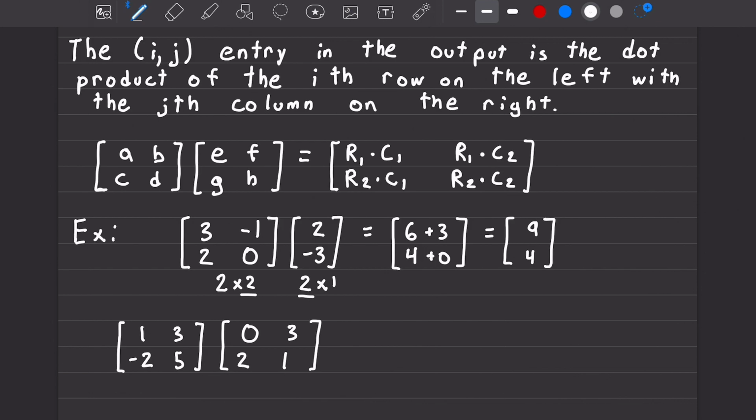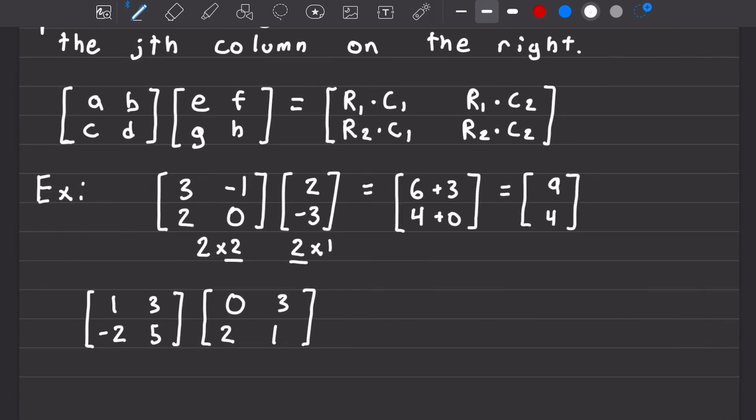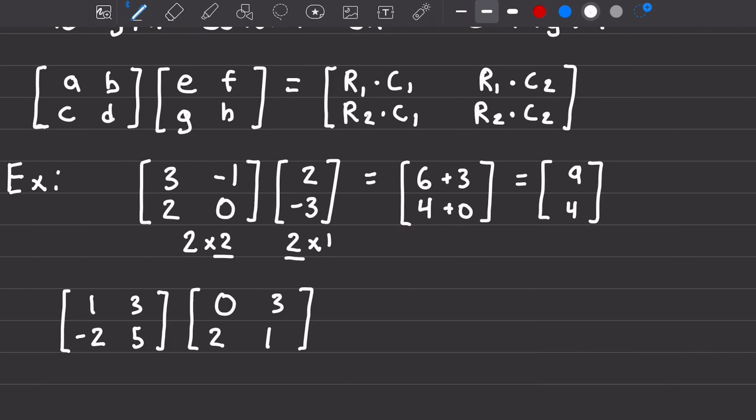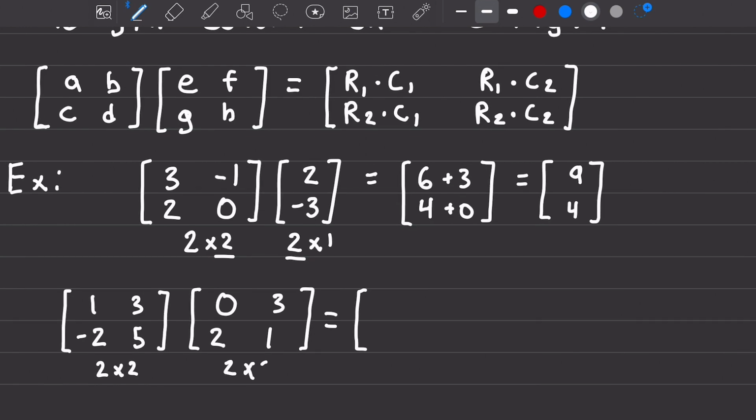Let's try a little bit of a more challenging case. This is going to be 2 matrices multiplied with each other. And before we actually do that, again, let's just check. So we have 2 by 2 over here, and this one's also 2 by 2. Those two numbers match, so we can expect a 2 by 2 result. That's great. Okay, so let's start it off.